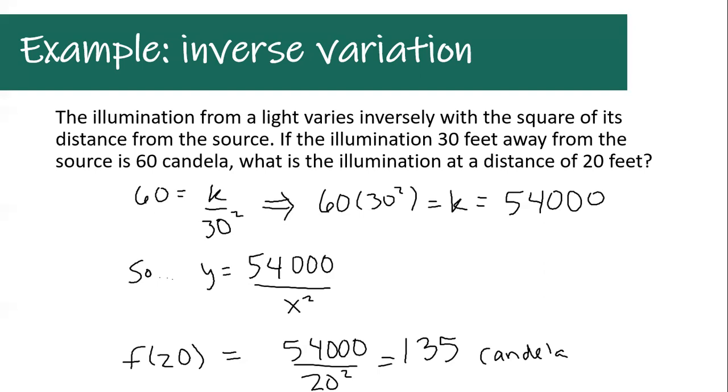Now we can plug any value of x into that to solve. The problem asks us for the light at 20 feet, so we need to find f of 20. So f of 20 equals 54,000 divided by 20 squared, which is going to give us an answer of 135 candela. So at 30 feet away, it's only 60, but at 20 feet away, it's all the way up to 135.